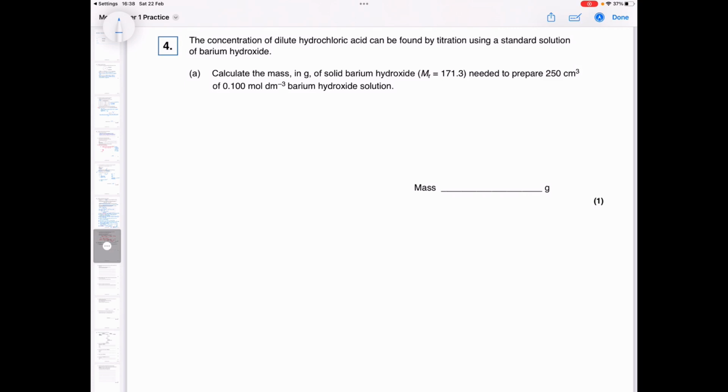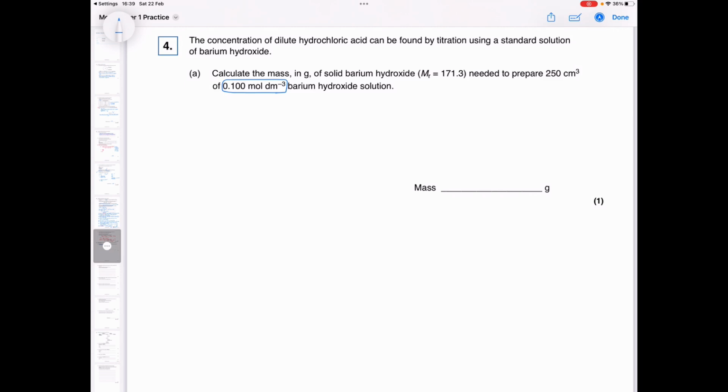Question 4. The concentration of dilute hydrochloric acid can be found by titration using a standard solution of barium hydroxide. Calculate the mass in grams of solid barium hydroxide needed to prepare 250 centimetres cubed of 0.1 mole per decimetre cubed barium hydroxide solution. So we want a 0.1 mole per decimetre cubed solution of barium hydroxide. That's 0.1 moles in a litre.